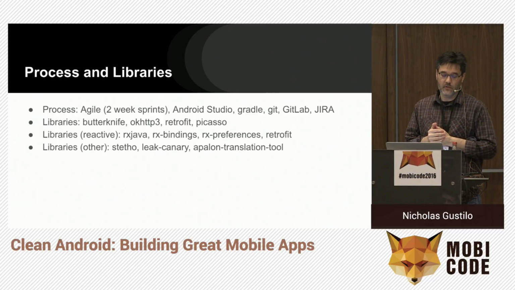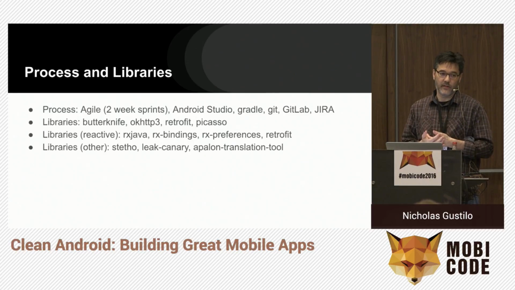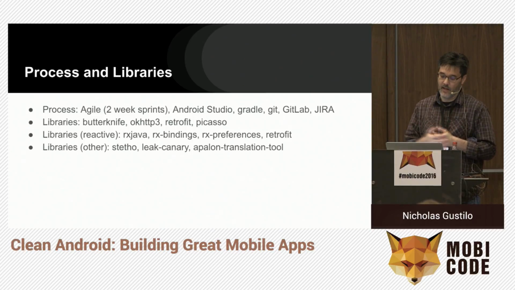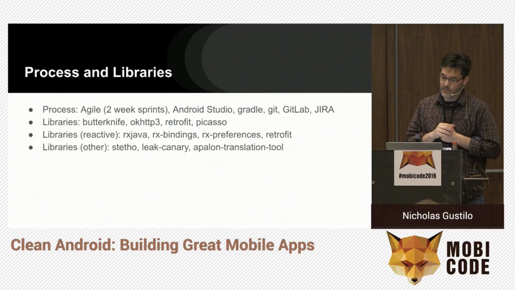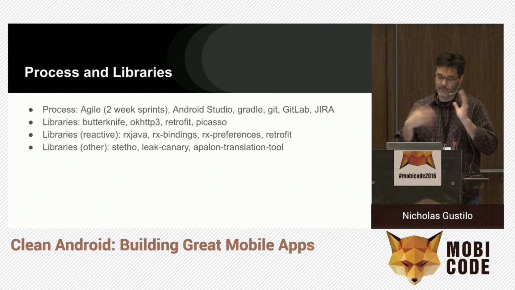Process, we use agile 2-week sprints. Android Studio, we tend to stay pretty close to the bleeding edge. On Android Studio, we think taking advantage of those features is usually important. Gradle, we use it extensively, not just for dependency management, but for other things. As I said, we created a plugin for Gradle to improve how we deal with translations. Git, we think it's the best source code management system. We use GitLab as our actual place we store stuff, and we use Jira for tracking everything. So those are kind of our tools of choice. Process, I'm sure there's other great ones out there.